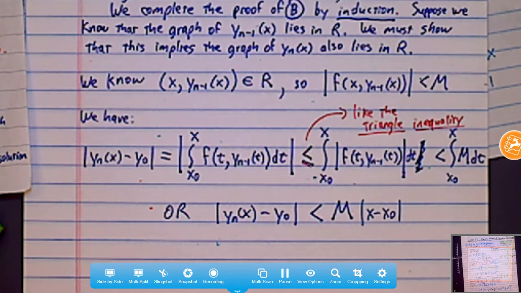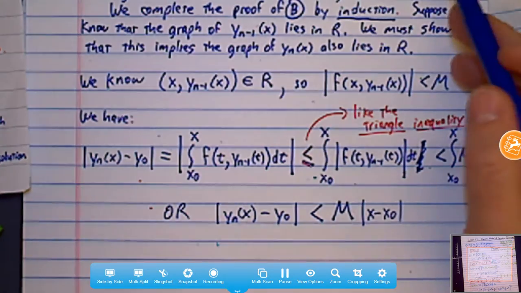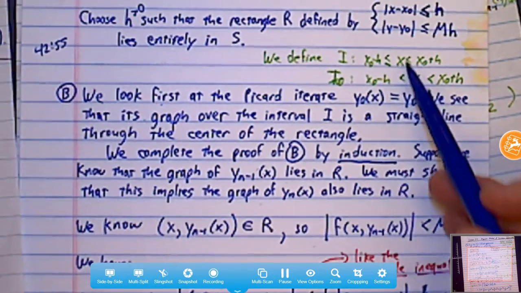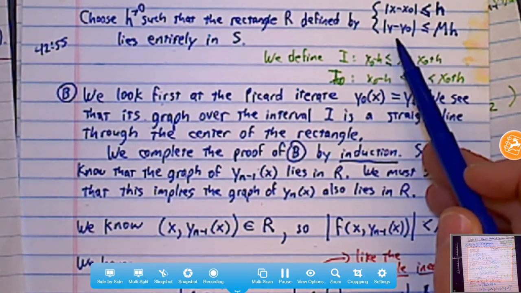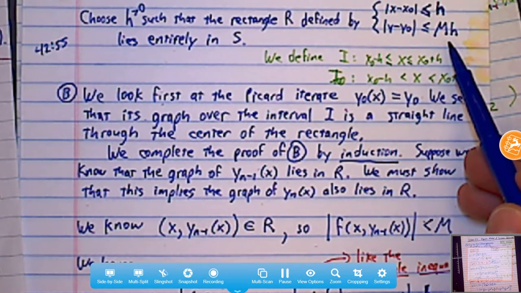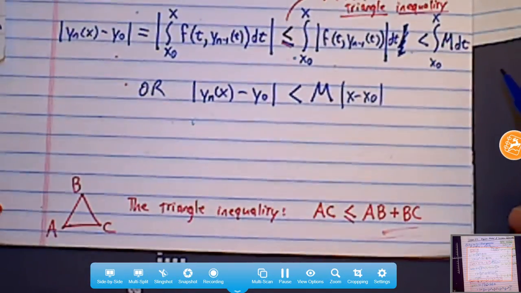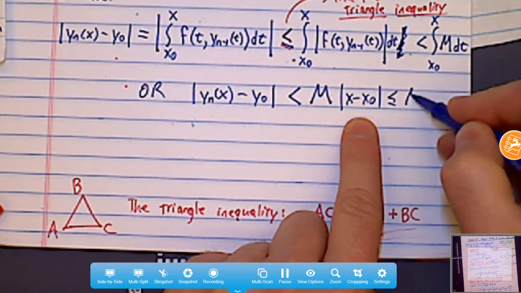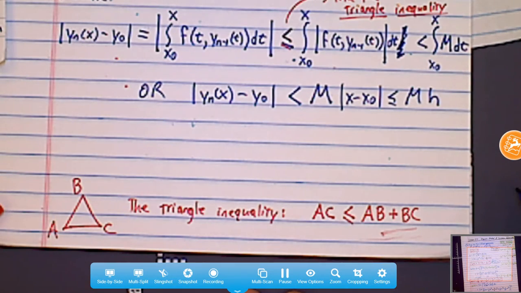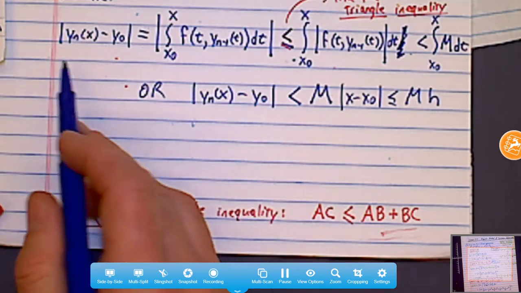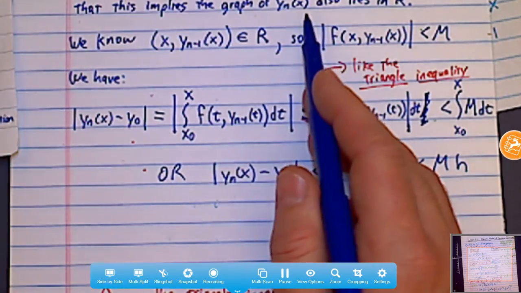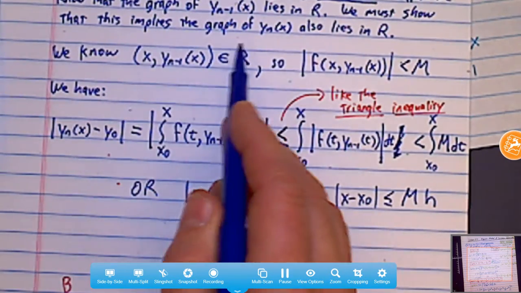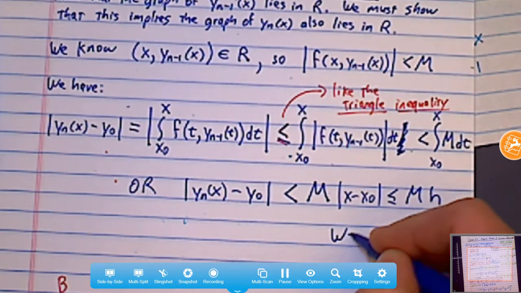Because doesn't that show that we're in the rectangle? Wait a minute. How did we define the rectangle? The rectangle was defined: x minus x naught is less than or equal to h, y minus y naught is less than or equal to mh. So x minus x naught is less than or equal to h, so this is less than or equal to m times h. So we got it. We must show that this implies the graph of yn also lies in R, and I'm going to say we did part B. We did it.